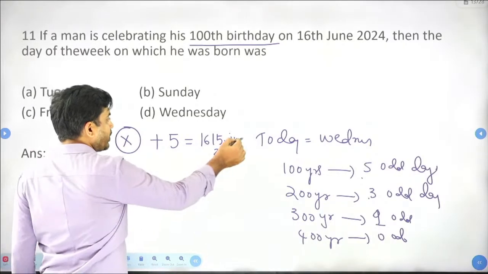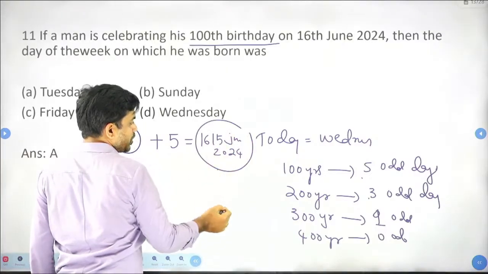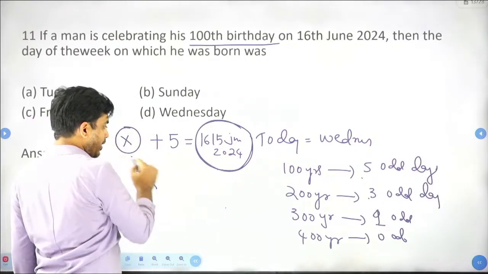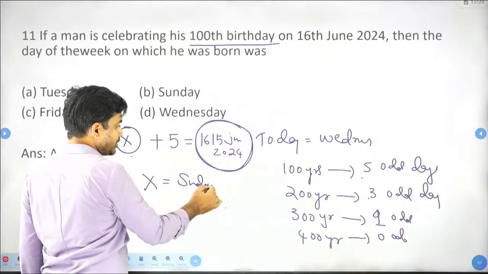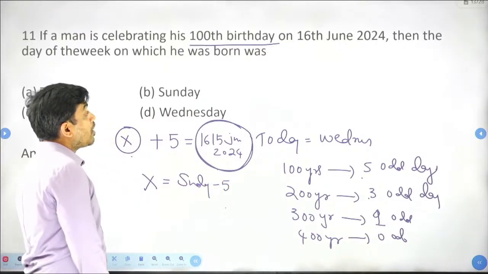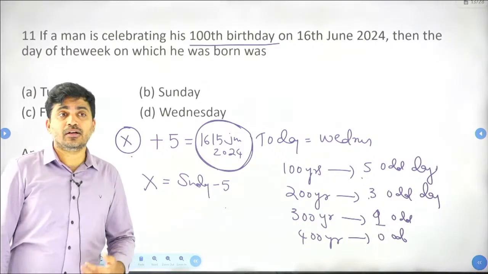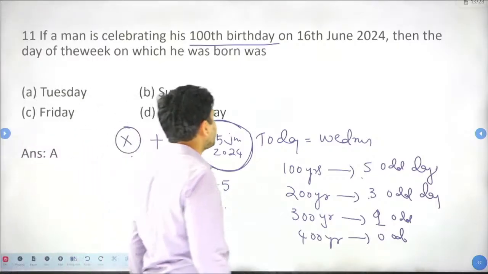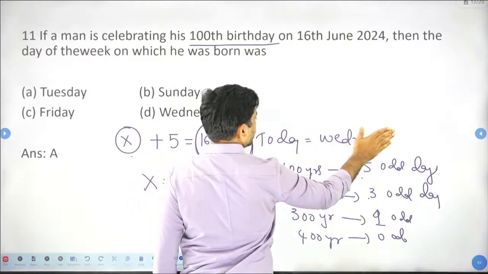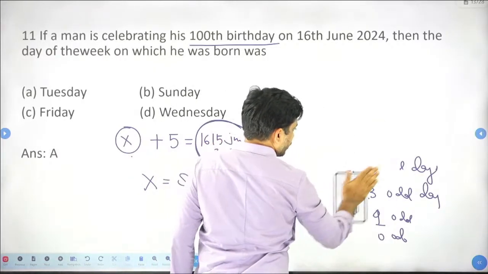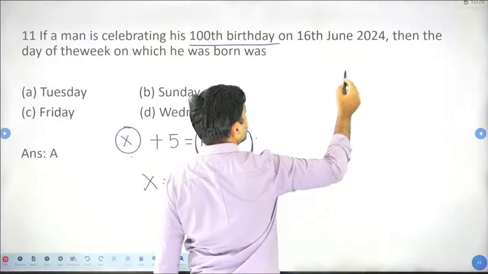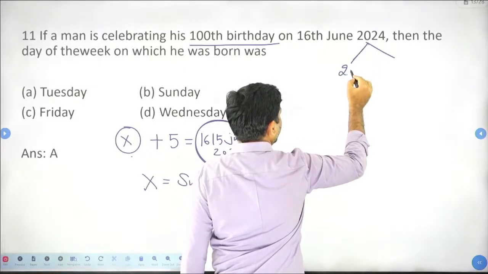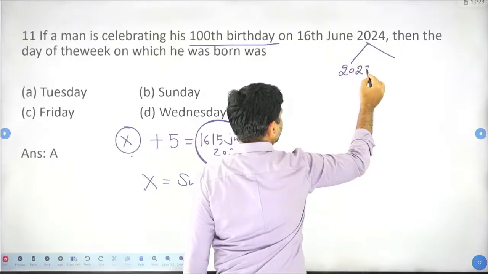Okay. If you know this, maybe it is Sunday or Monday, Tuesday, whatever. Say for example, this is Sunday. Then that 100 years back day was the day Sunday minus 5. It will be like this. But how to find 16th June 2024? There is a procedure. We have to divide into 2 ranges.